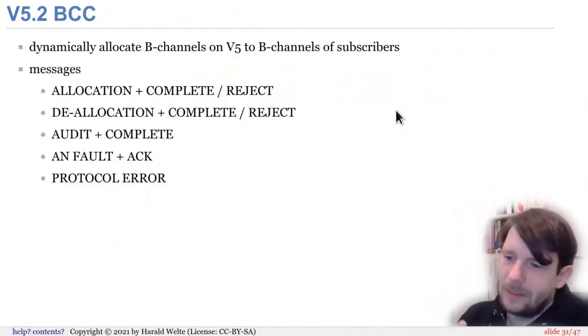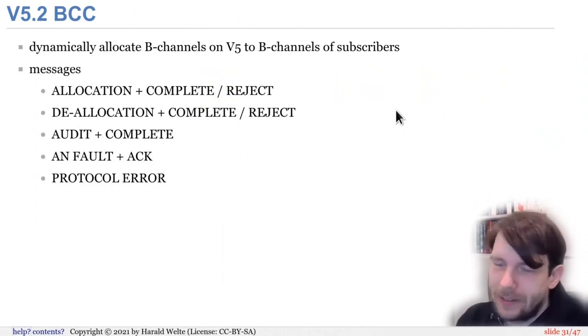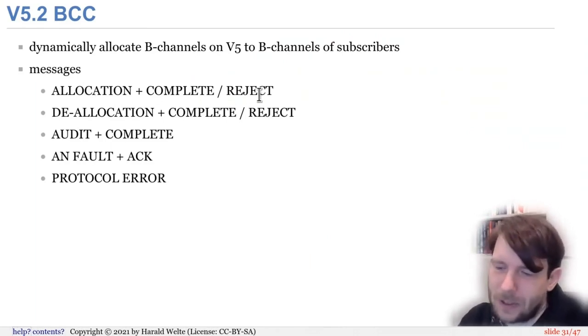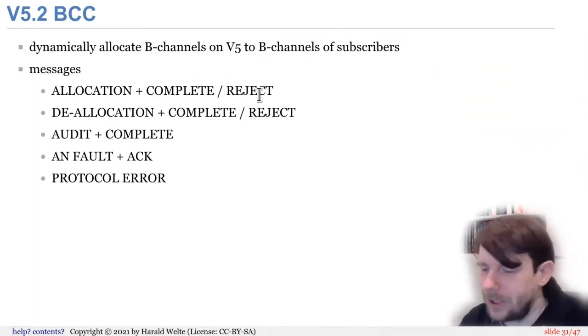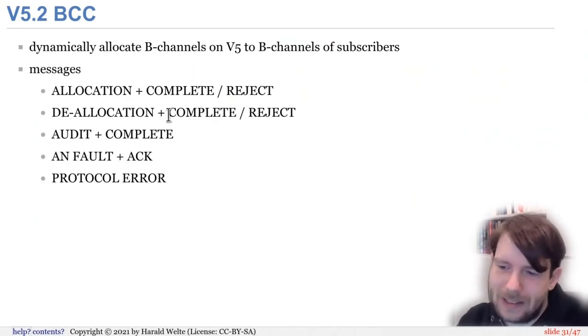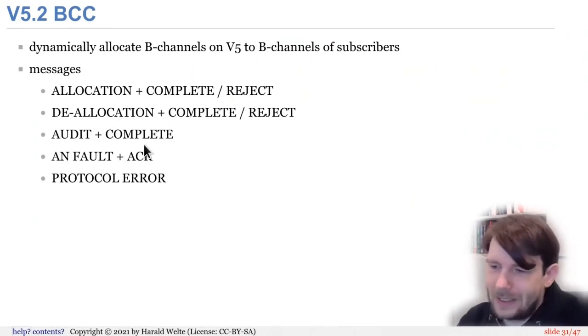So the BCC protocol is now what manages the dynamic allocation of B channels between the V5 interface side and the subscriber side. There's basically only 2 important procedures: allocation, plus allocation complete and allocation reject, that basically creates a mapping of a B channel from the subscriber side to a B channel on the V5 side. Deallocation is the inverse. And then we just have some fault and error and auditing capabilities, but they don't add new functionality to it.